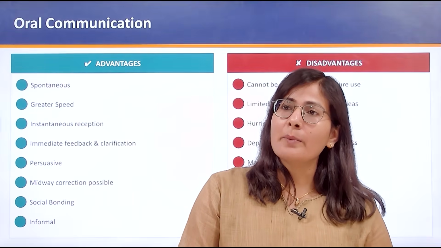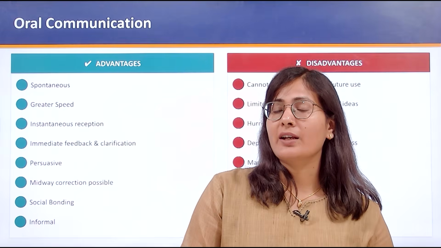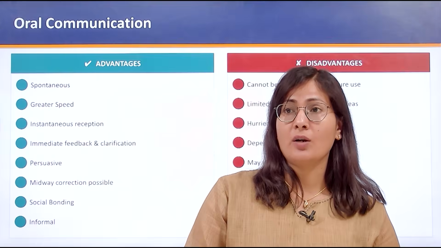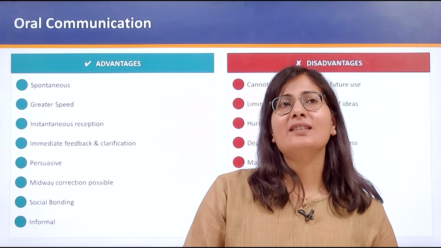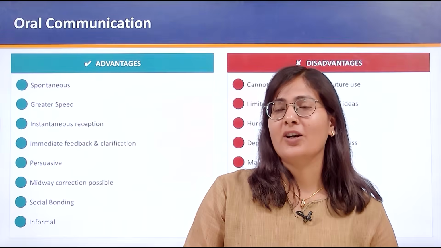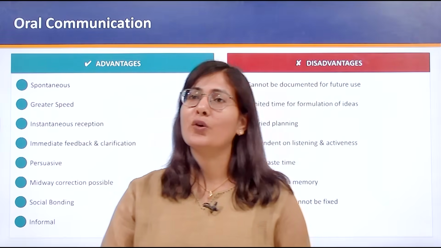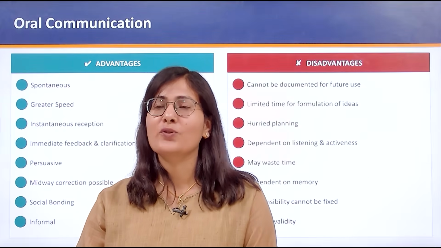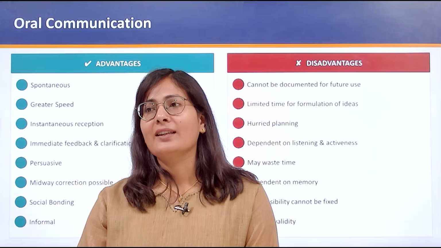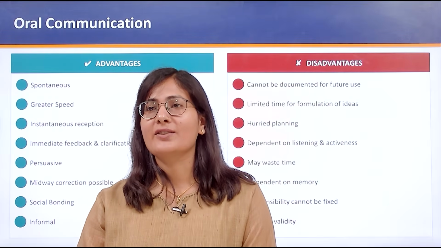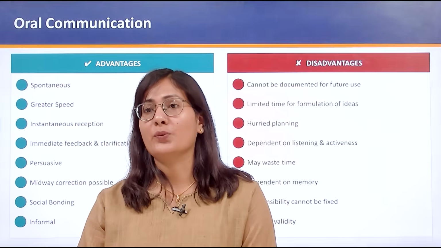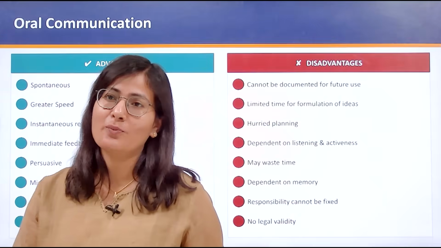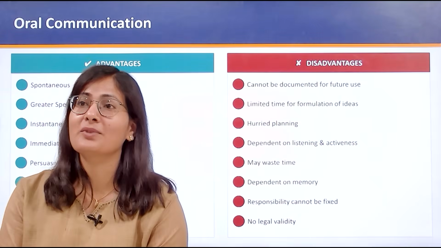And oral communication also helps us in establishing the social bond among the people, or between the sender and receiver, of course. But this process is also considered very informal, because for formal things, generally we avoid oral communication, because it doesn't have any validity. Once you say something, there's no record, there's no validation in the future. So that's why oral communication is considered an informal process. So it also has some disadvantages as well.